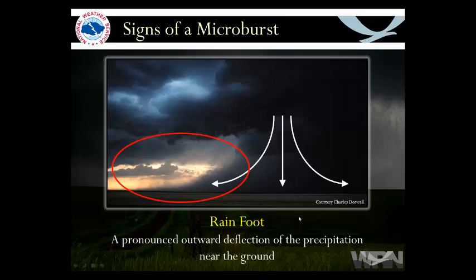Now, one of the signs of a microburst is called a rainfoot, and that's when this rain or hail or maybe a combination of both hits the ground and spreads out. It has nowhere to go when it hits the ground, so it makes this foot-like appearance where it hits the ground and curls a little bit at the edge. That's why it kind of looks like a foot and gets that name. But it's a pronounced outward deflection of precipitation near the ground. It could be a rainfoot when there's a lot of rain with it, or something that's called a dust foot when a lot of the precipitation has evaporated before it reaches the ground and there's nothing left but the wind.